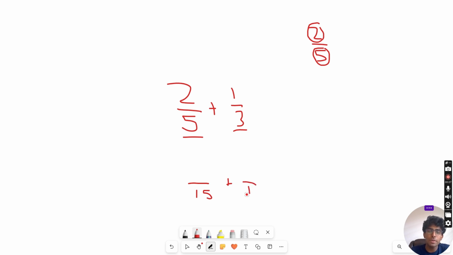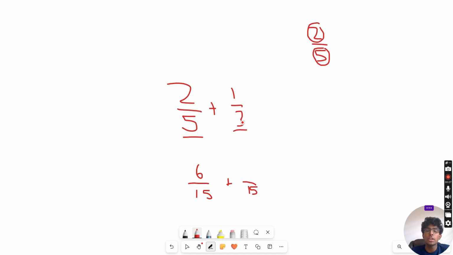When we are adding, we had to multiply these denominators by a certain value to get 15, and we have to do the same to the numerators to make sure that these fractions are equal. So how do we get from 5 to 15? We multiply the denominator by 3. So we're going to do the same to the numerator. We're going to do 2 times 3. That gives us 6 on the top.